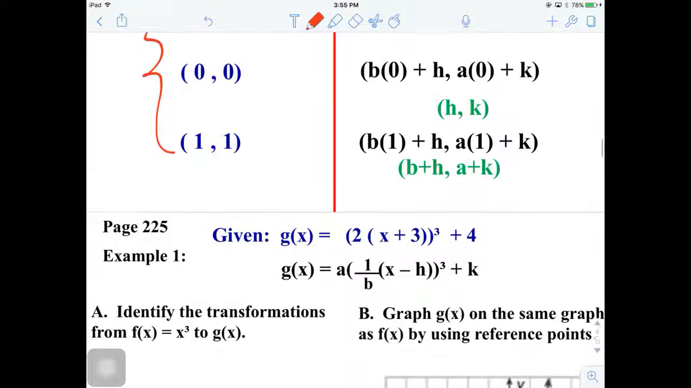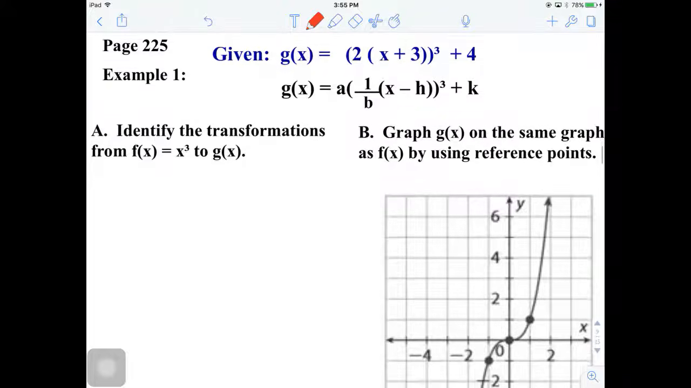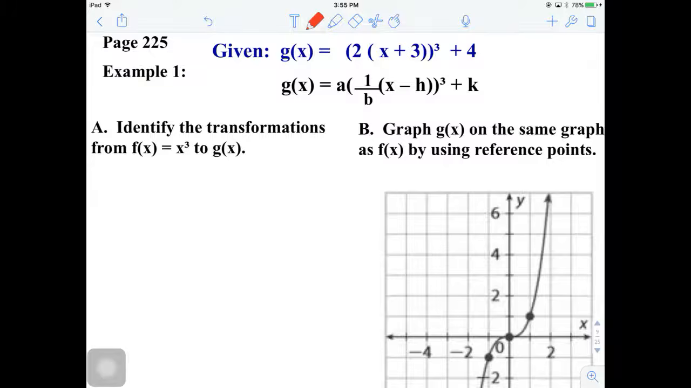So here we go. Taking a look at the first example, g of x is given by this equation right here. And if we map it up to the general equation, we will be able to identify a, b, h, and k. So part A, identify the transformation. Just like what we have practiced earlier, let's go ahead and name some of the transformations.